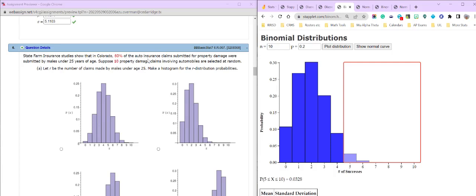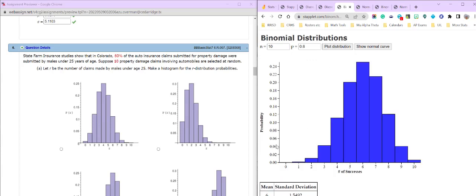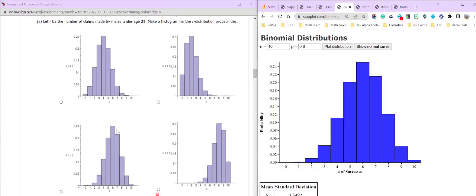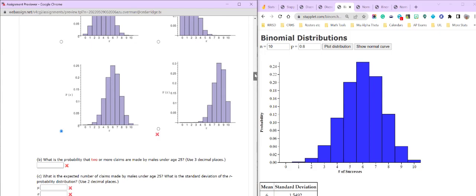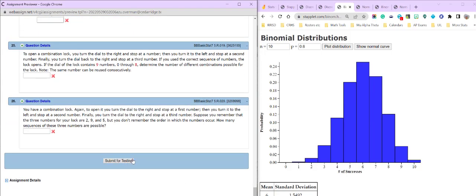So let's see, 60% of auto insurance claims submitted for property damage were submitted by males under 25. So that's probably my P, 0.6. And we select 10. Okay, that's that. So I'm going to hit plot distribution. Okay. And then they ask which one of these is the graph. I'm going to say that's the graph right there. That looks the most like it, right? Yeah, because this is a little lower. No reason to think it'll be different. Hit submit just to be safe.